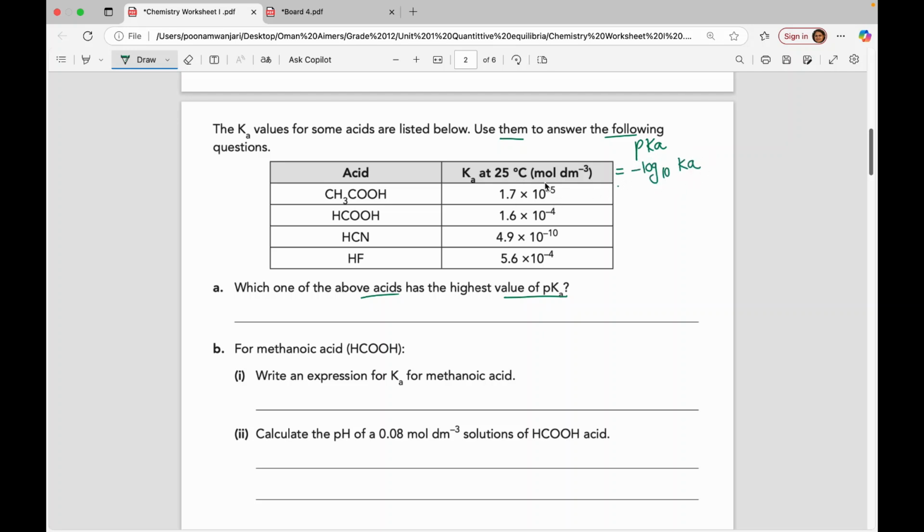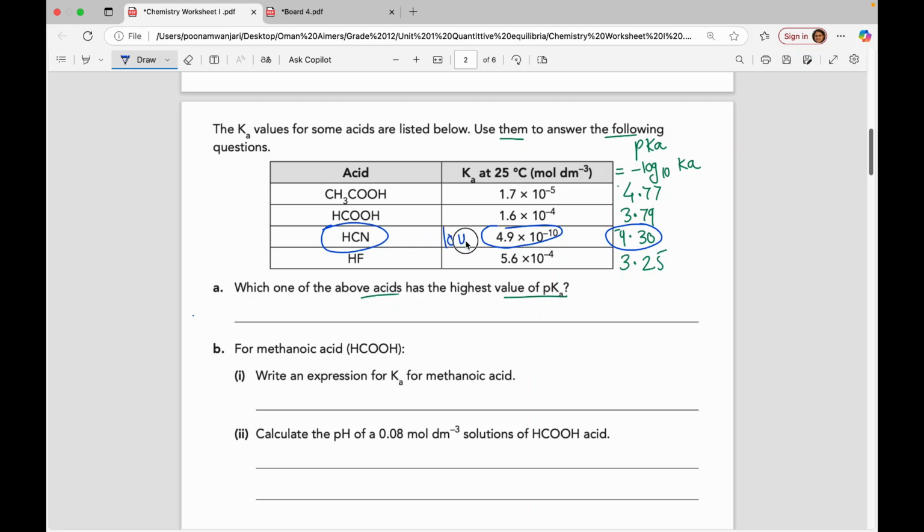If I take the log of all these values, students, for 1.7 into 10 to the power minus 5, it is 4.77. Its log is 3.79. Its log is 9.30, and for 5.6 into 10 to the power minus 4, it is 3.25. This is also easy. If you find the highest value of pK, you will find that HCN has the highest value of pKa. And if you compare the Ka values, we find this Ka value is the lowest.